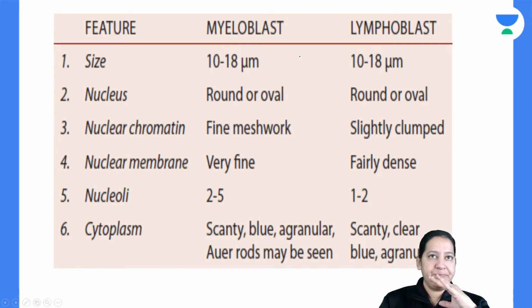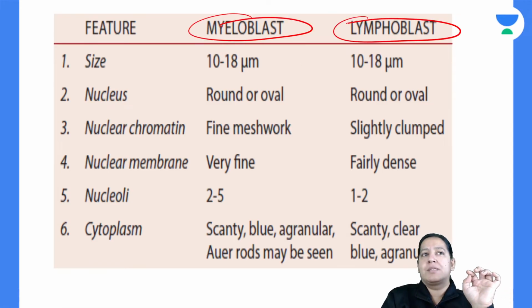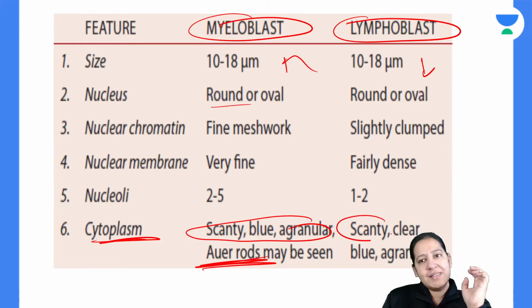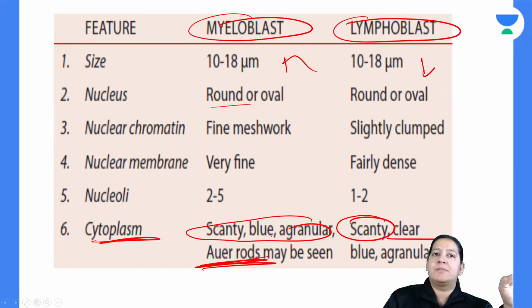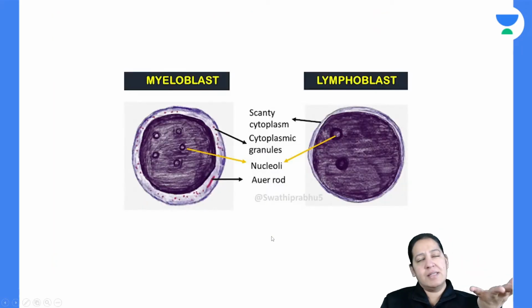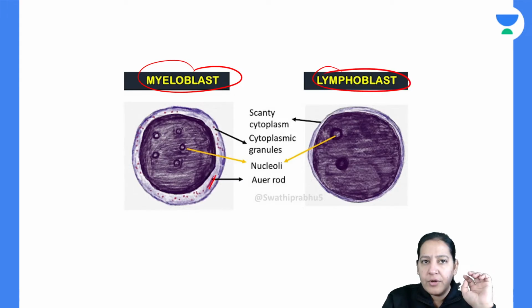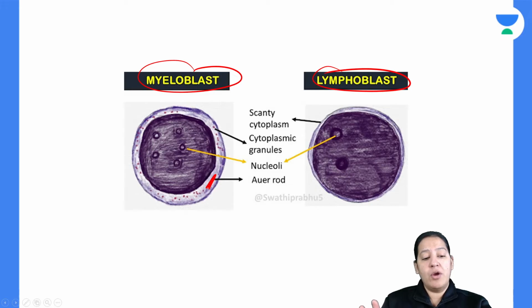You can see the differences I have already told you, myeloblast and lymphoblast. Size wise, one is larger, one is smaller. The nucleus is fine. Cytoplasm is moderate here, but the iron rod is present. Here it is scanty and clear, and no iron rod is present. So these are the basic differences. The same diagram is shown here. See myeloblast, lymphoblast. See the iron rod, the red colored rod. That is the biggest difference. You can see nucleoli also.